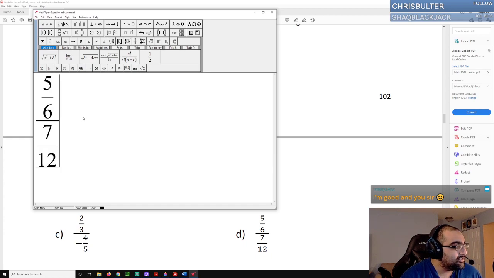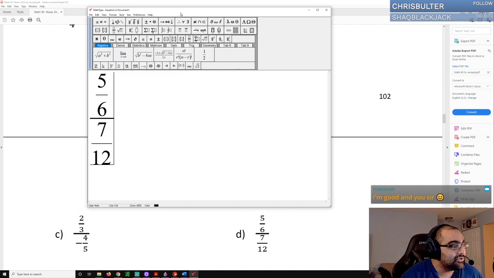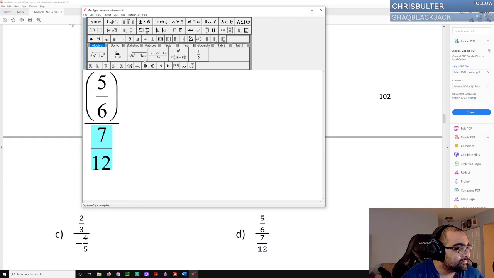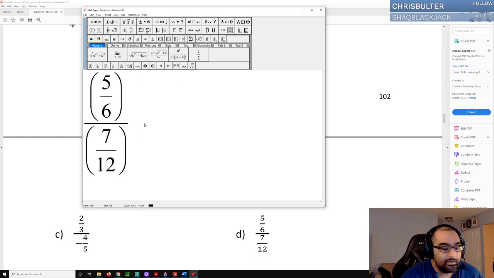All right, so here we got 5/6 divided by 7/12. Okay, now to make things easier, let's go ahead and put each fraction in parentheses, just so we can reduce the amount of confusion here. So if we change this over to multiplication, what would this look like?